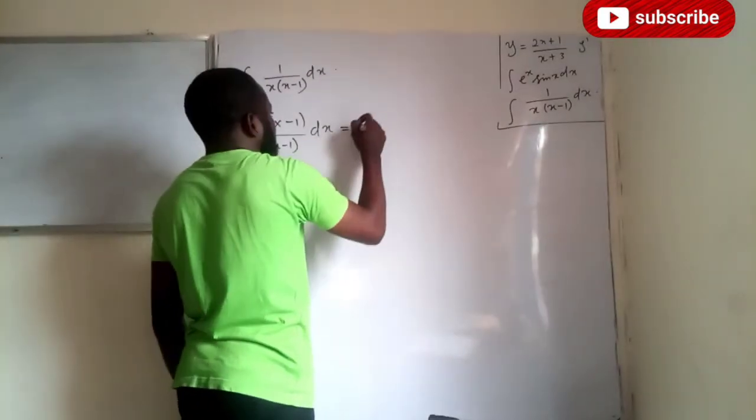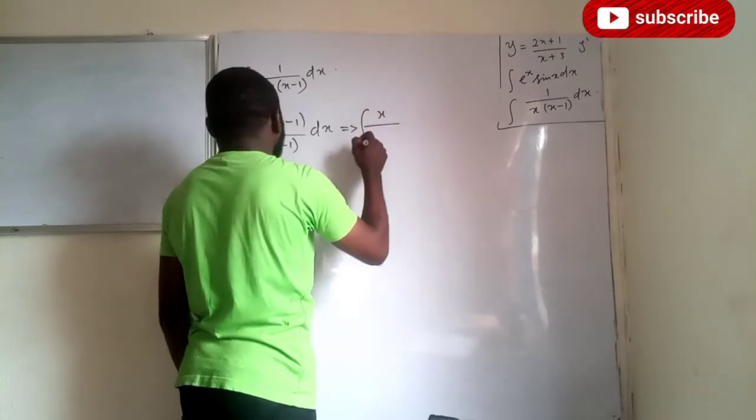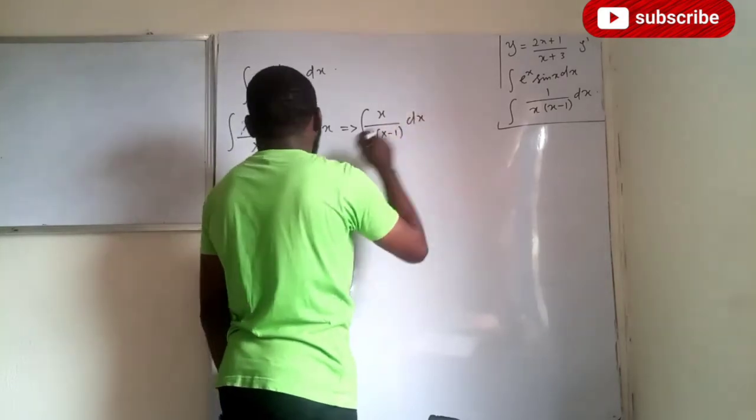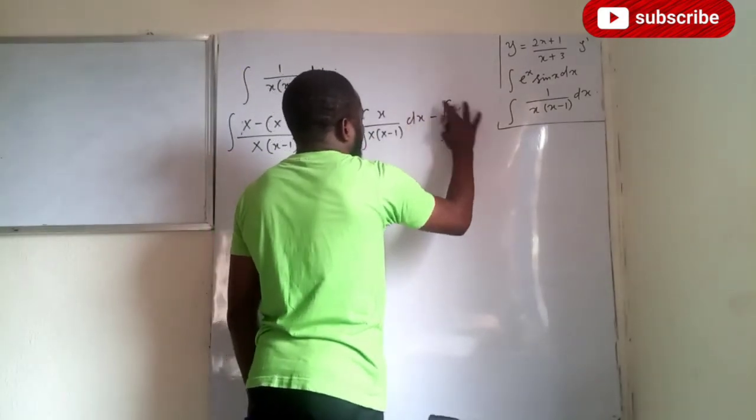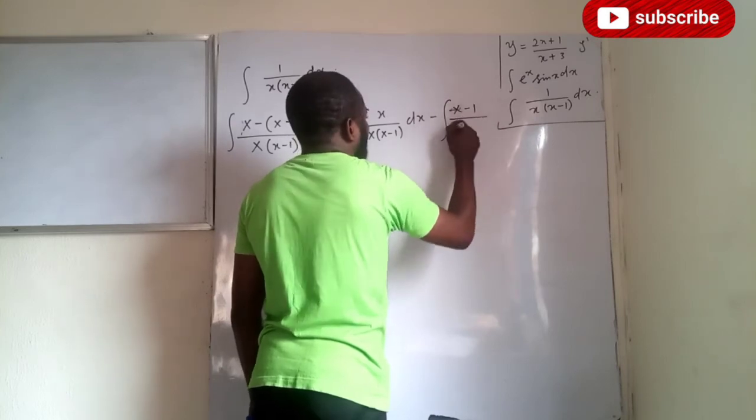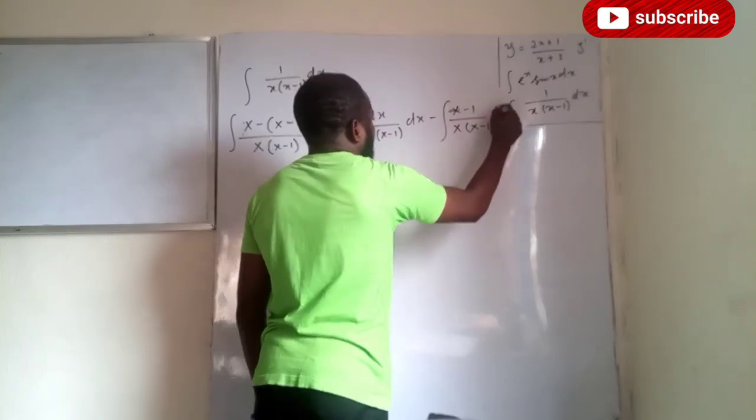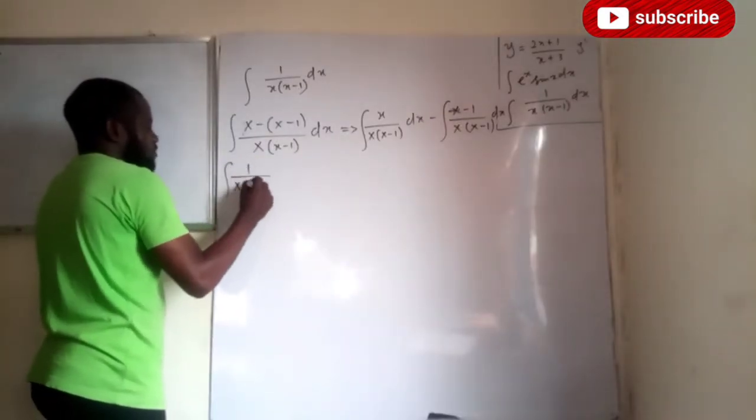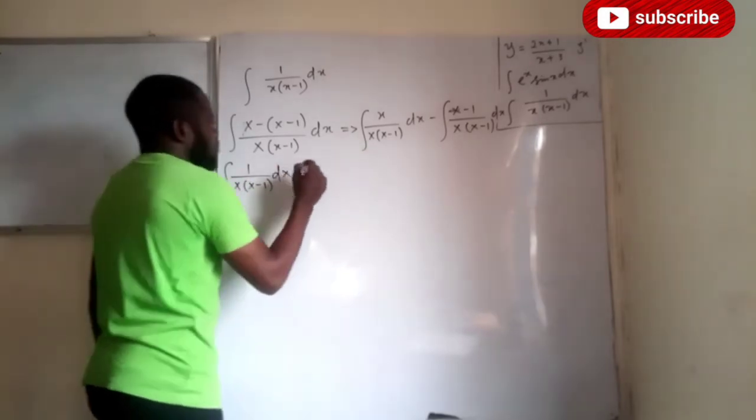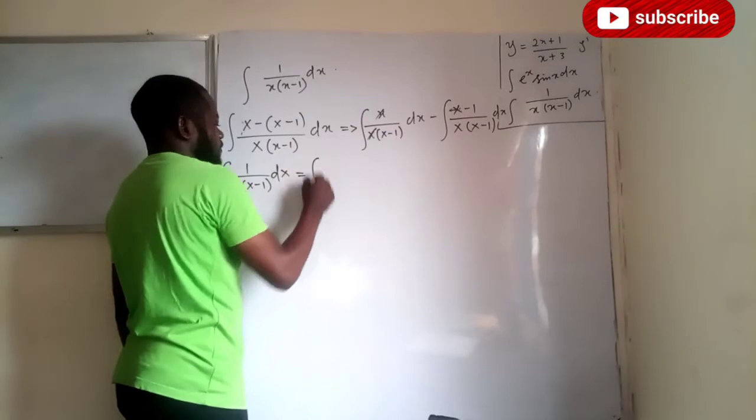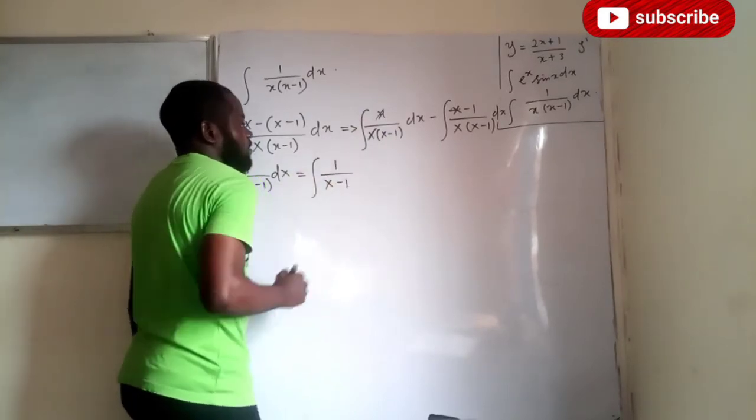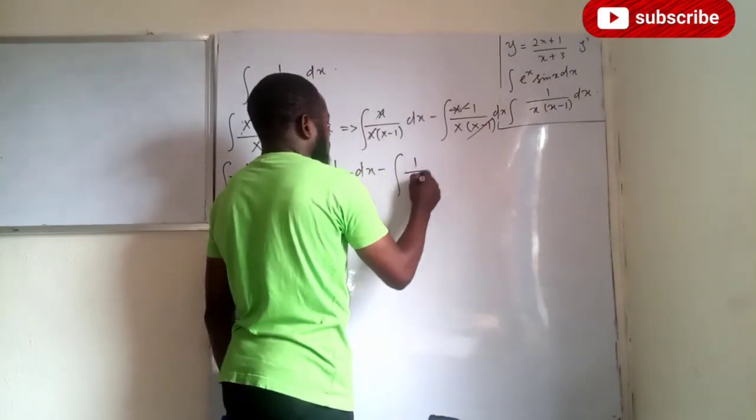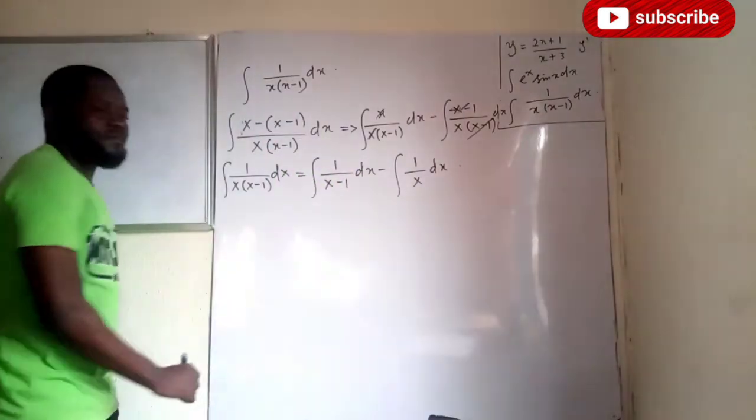This implies the integral of x into x minus 1, then x minus 1 dx, minus the integral of x minus 1 over x into x minus 1 dx. So thus the integral of 1 over x into x minus 1 dx equals, now this will cancel this, therefore I will have the integral of 1 over x minus 1 dx, minus the integral of this will cancel this, 1 over x dx. Are we together?